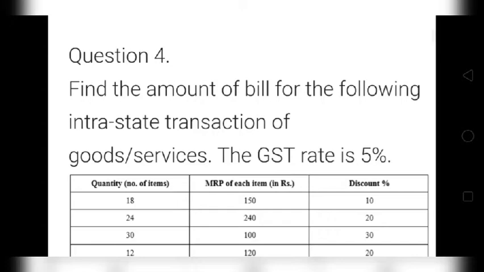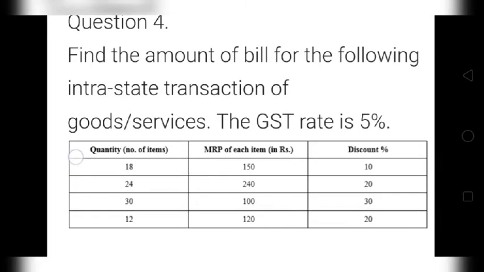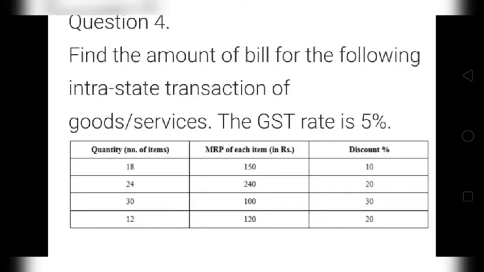So today's question is exercise 1A, question number 4. Find the amount of bill for the following intra-state transaction of goods and services. The GST rate is 5%.